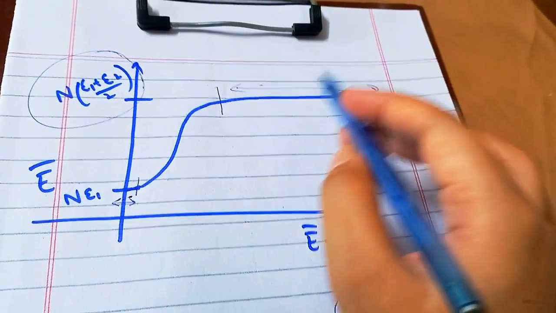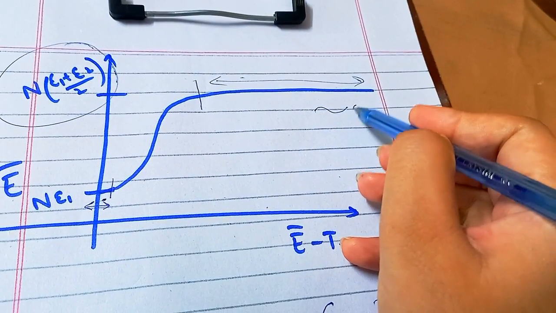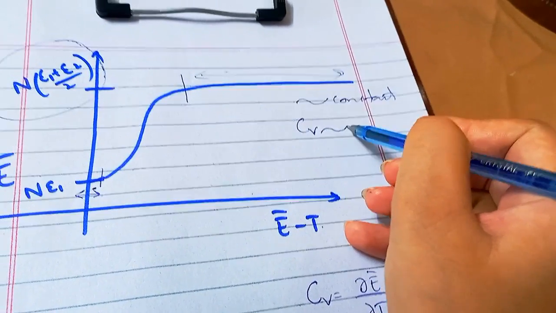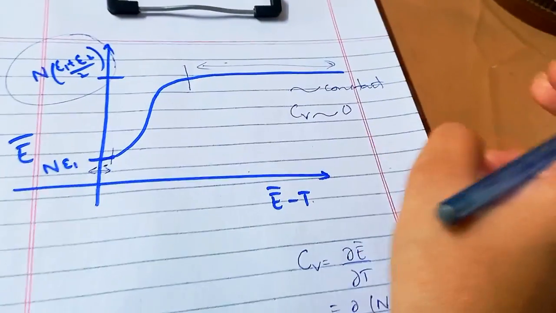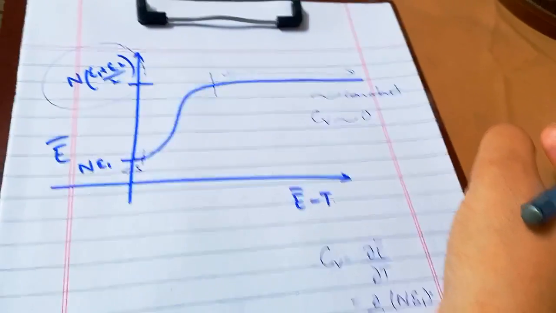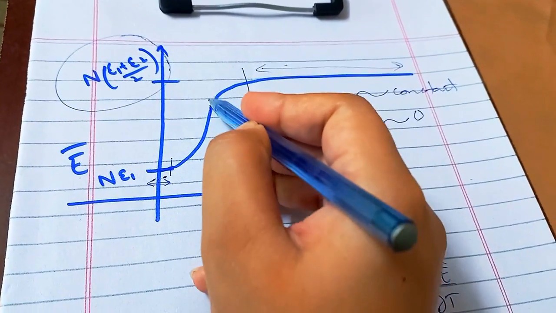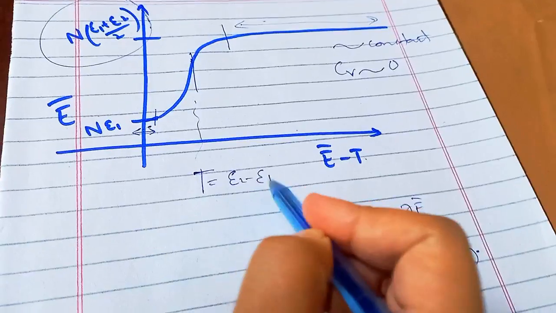At a really high temperature region, average energy nearly becomes constant, and Cv also nearly becomes 0, nearly, not exactly, but a really small value of Cv is there. What happens in the middle region? We have a center point, a transitioning point, we know that.